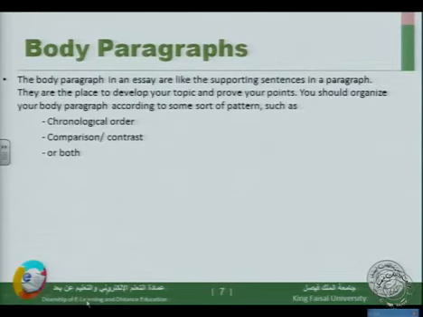After we have covered the introductory paragraph, we've talked also about the body paragraph, the body of the essay. First we have the introduction, then the body of the essay. The body paragraphs in an essay are like the supporting sentences in a paragraph. They are the place to develop your topic and prove your points. You should organize your body paragraphs according to some sort of pattern. We talked about chronological order, logical division, and comparison and contrast, or both.